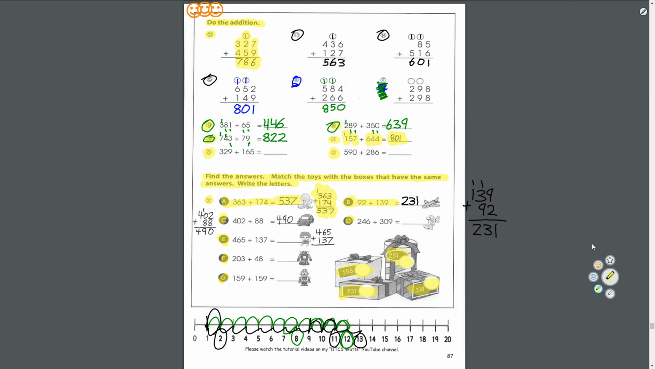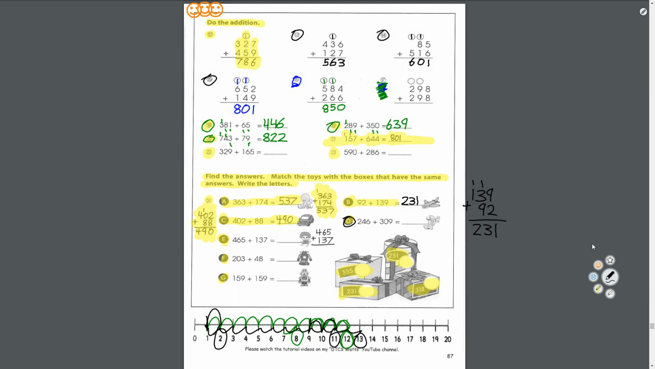Okay, and C, I did for you too. 402 plus 88, and I put it up and down again. 2 plus 8 equals 10, carry the 1. 1 plus 0 equals 1. 1 plus 8 equals 9. 4, drop it down, 490. Okay, this time, let's try to do it sideways, just like we did up here.